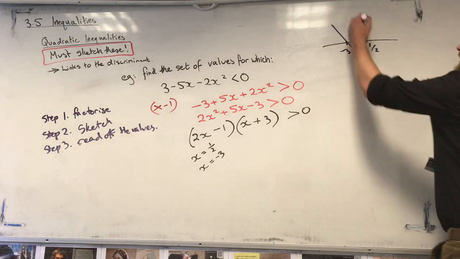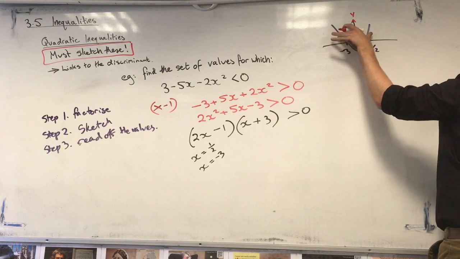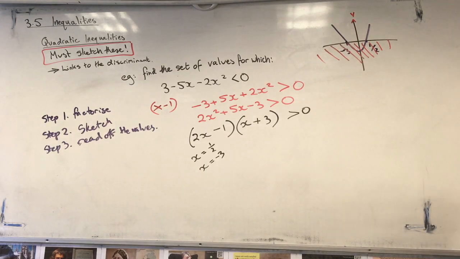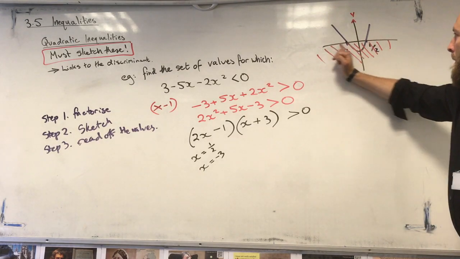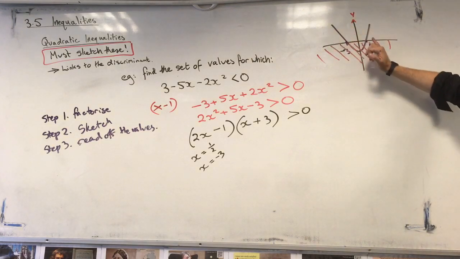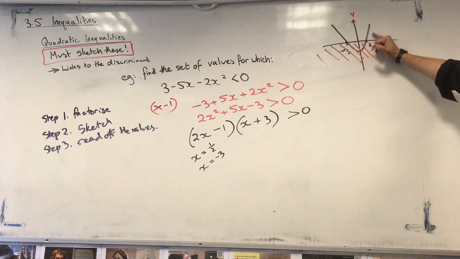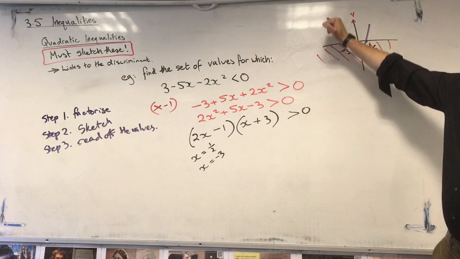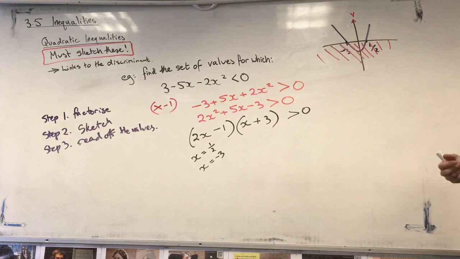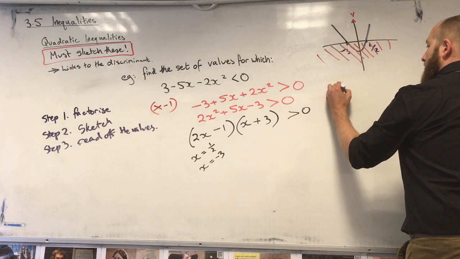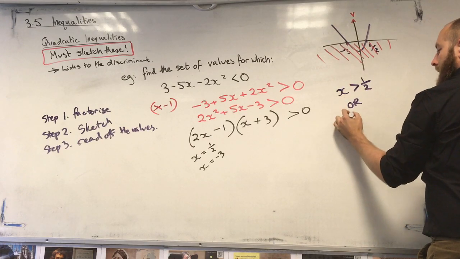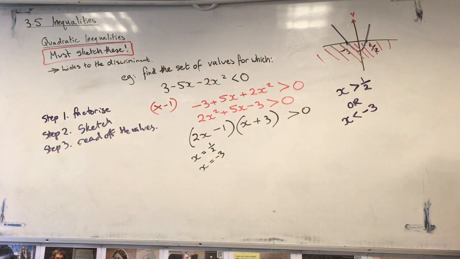So if we have a look at this, there's y greater than 0 is all these bits. So we can actually think about getting rid of the rest of it. So which x values make y greater than 0? So you can see any x value here gives us a y value that's greater than 0, and any x value here gives us a y value that's greater than 0. So our set of solutions for this one is x is greater than a half or x is less than minus 3.